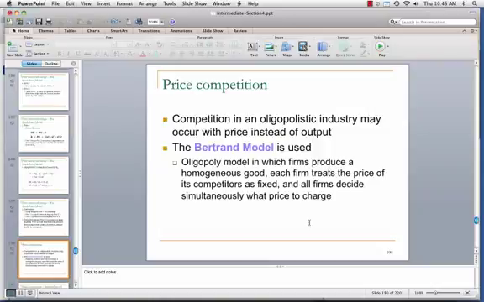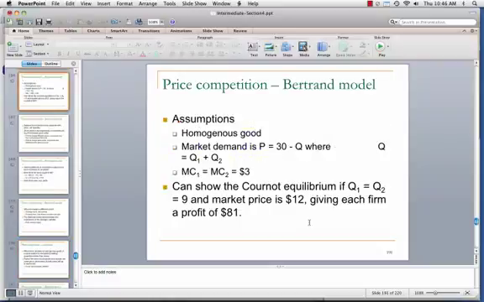Now, that's a little bit unusual to be in a Stackelberg model. What happens much more often is what's called the Bertrand model. In the Bertrand model, each firm is going to compete on the basis of price rather than output. And in this case, the price is going to be considered fixed, and they're going to determine their prices simultaneously.